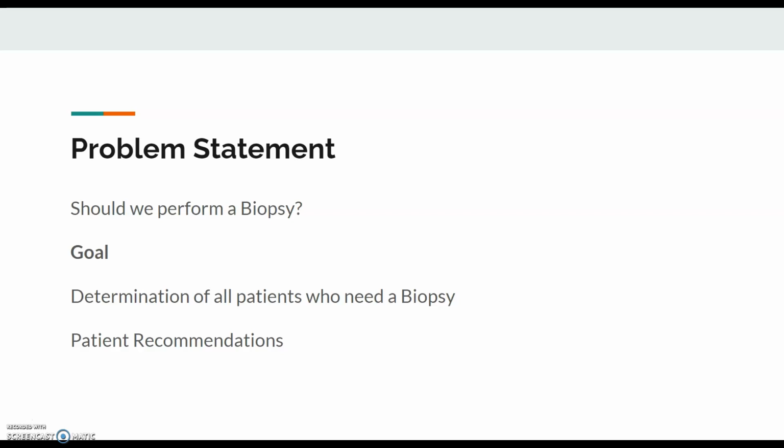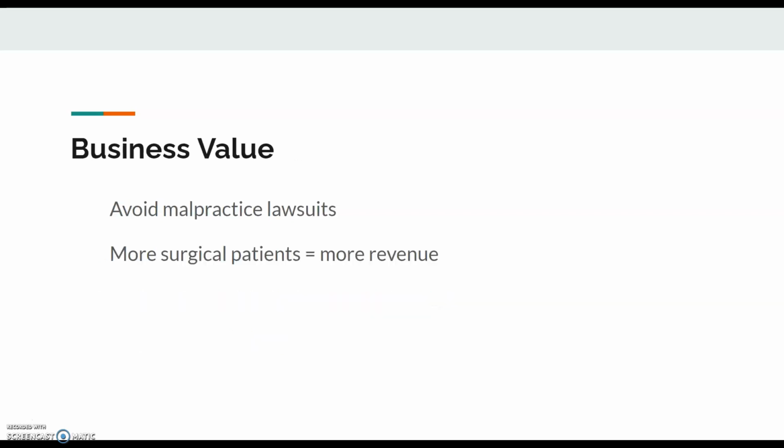Now, the goal is to find and determine whether the patient needs a biopsy or not. A biopsy is done after several tests are done, such as a pap smear or a Hinselmann test. We would also like to see if there is anything that can be recommended to patients by their doctors to avoid needing a biopsy.